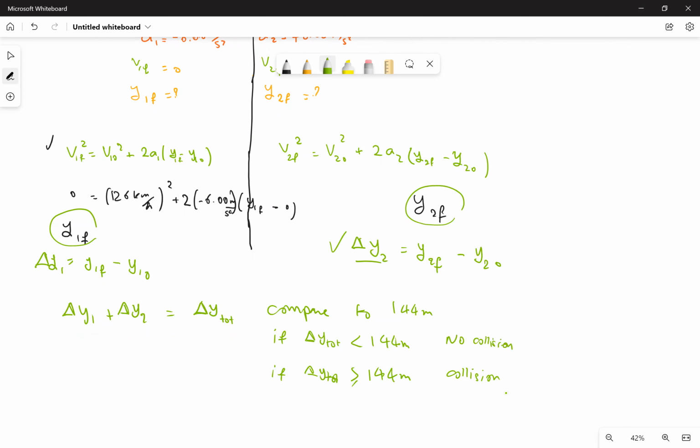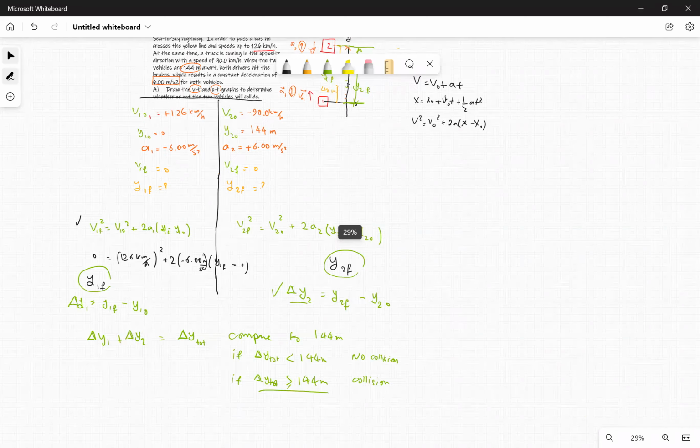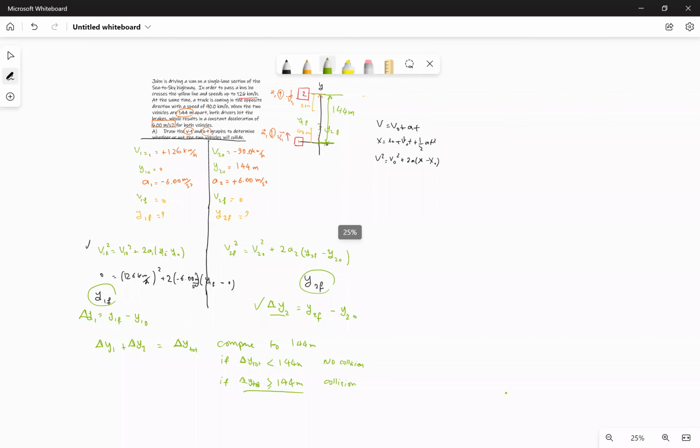I think from the calculations that some of the groups did in class, they found that delta y total is greater than 144 meters, and they found that there is a collision. So this is basically the approach you want to take to see if they collide or not. Now, let's take a look at the position-time and velocity-time graphs.